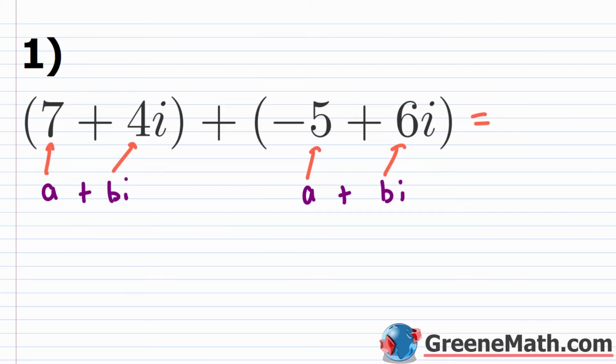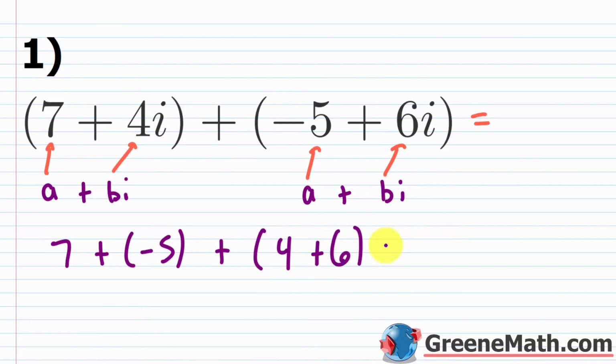In other words, I know that I can add 7 and -5 together. Those are the real parts. So let's go 7 plus -5 like this. And then plus, I know that I can add 4i and 6i together. But the way I'm going to structure this, I'm going to pull the i out. In other words, I'm going to add the imaginary parts together. So I'm going to go 4 plus 6 like this. And then I'm going to put the i, or the imaginary unit, at the end outside of the parentheses.